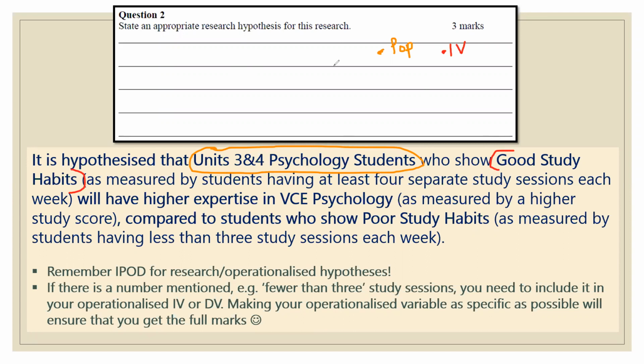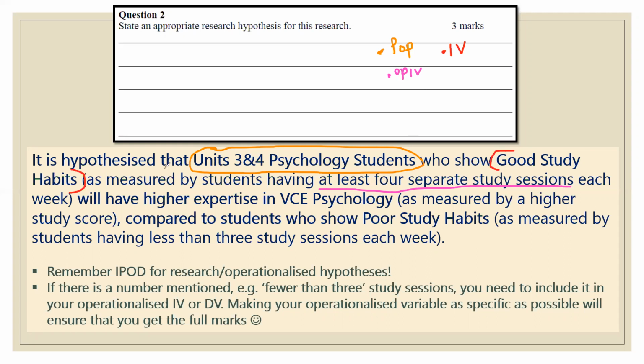The part in the brackets is our operationalization of that variable. So we're operationalizing the IV by saying, as measured by students having at least 4 separate study sessions, okay, each week. So that is our operationalized IV.